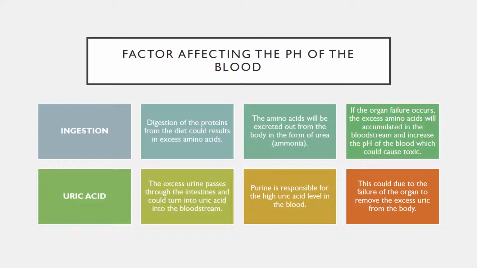The second factor is uric acid. The excess purine passes through the intestine and could turn into uric acid in the bloodstream. Purine is responsible for high uric acid level in the blood, and this could be due to the failure of the organ to remove the excess uric acid from the body.